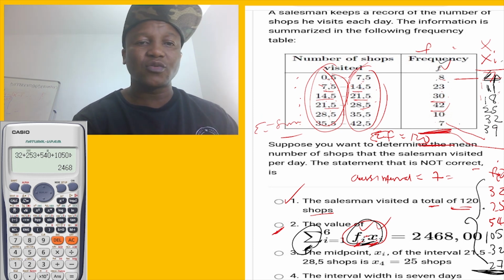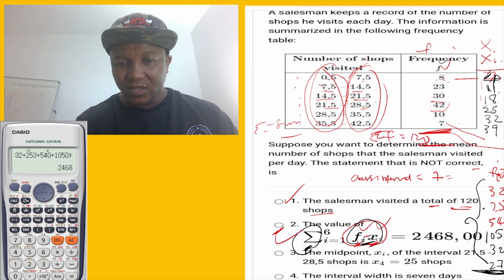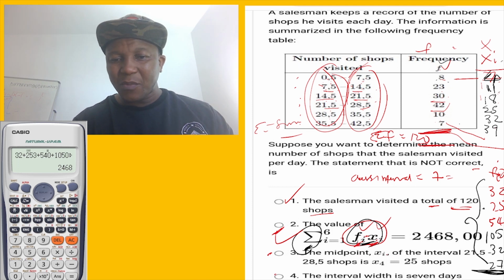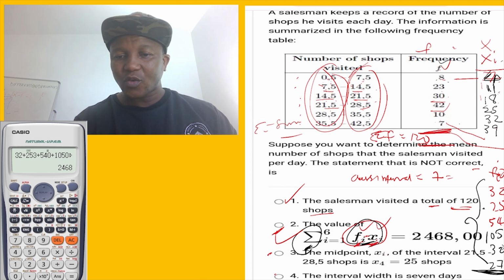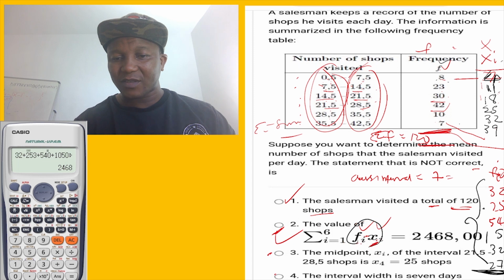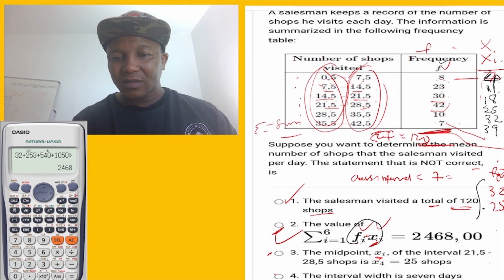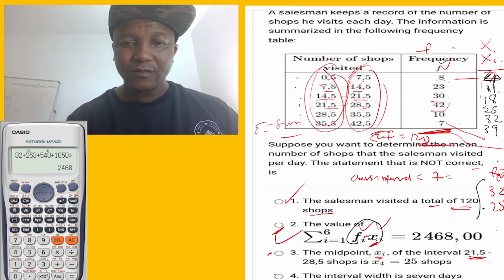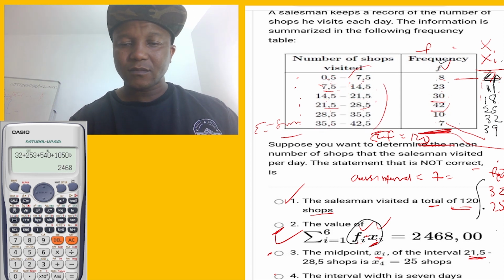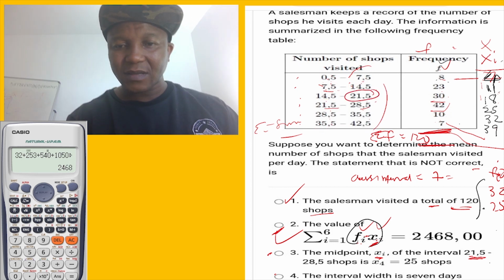So option 3 is true. This is true. Now let's go to option 4. They said the midpoint of x1 of the interval of 21. What is the interval of 21? The interval 21 is this.